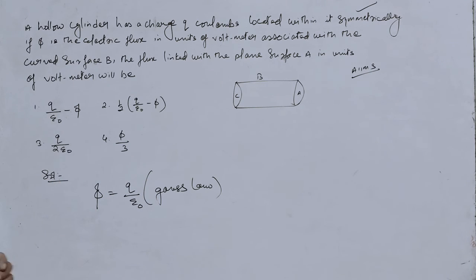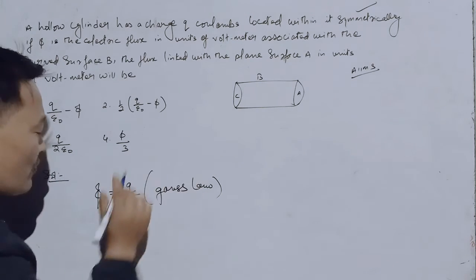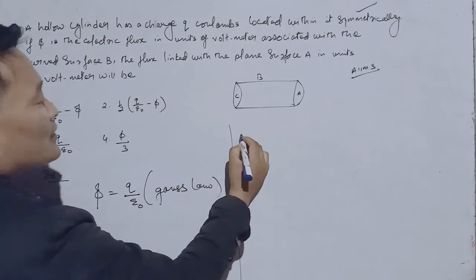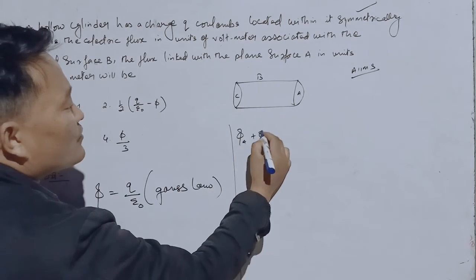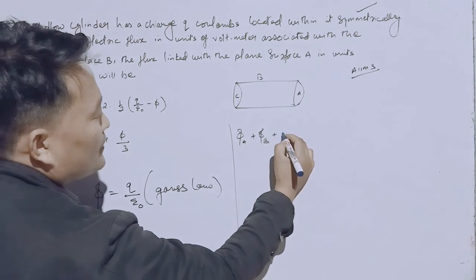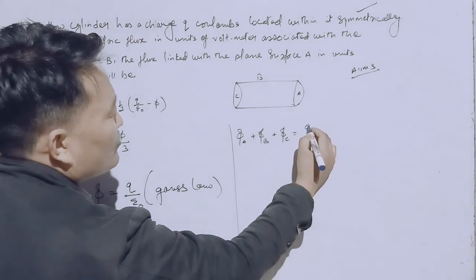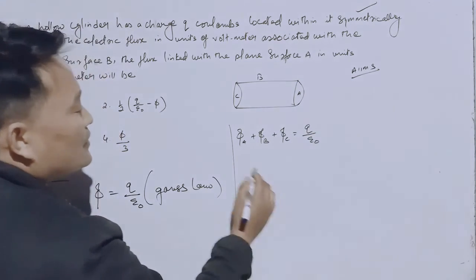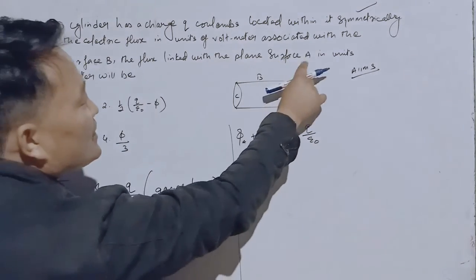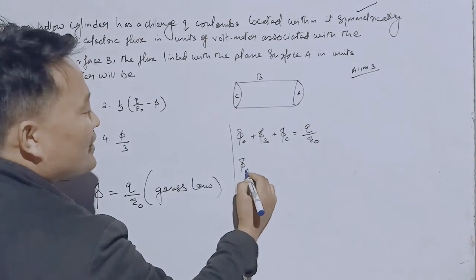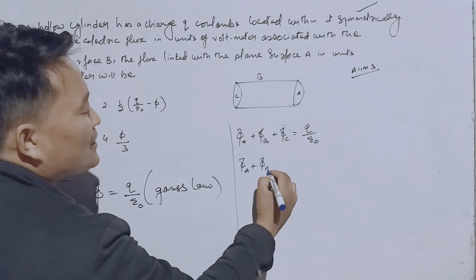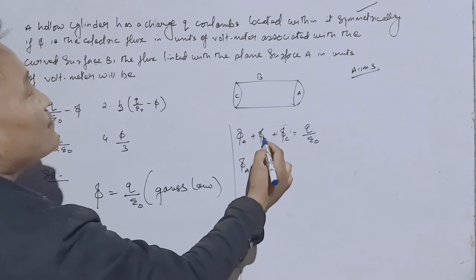Now see the total flux. The flux of A plus flux of B plus flux of C is equal to Q by epsilon naught. Since we have to find the flux linked with surface A, we write flux A plus flux C, along with flux B.